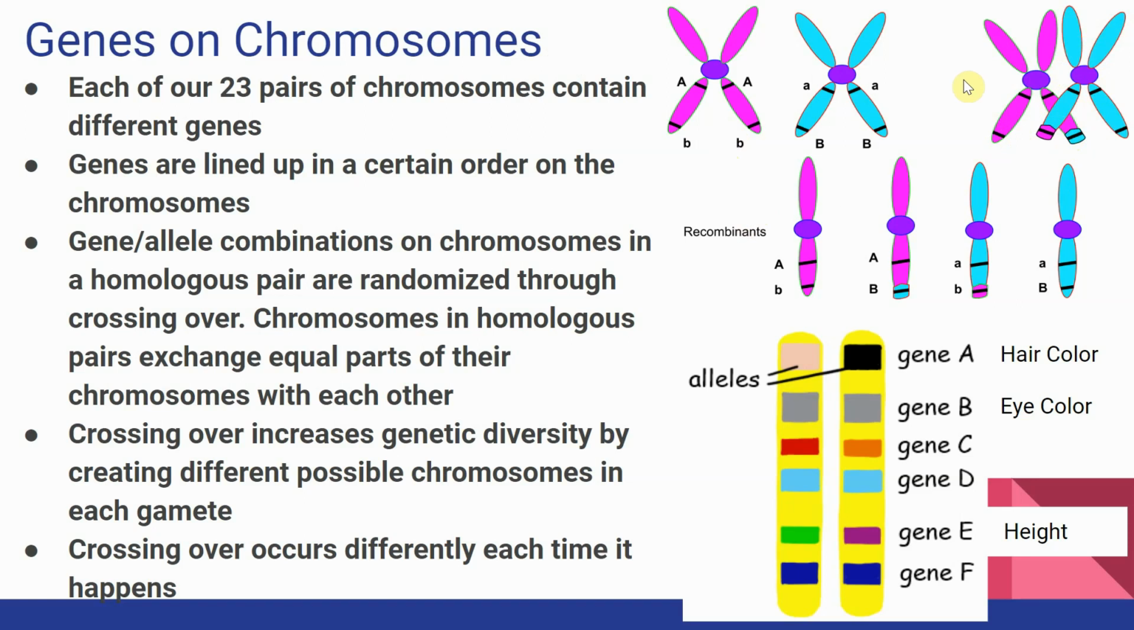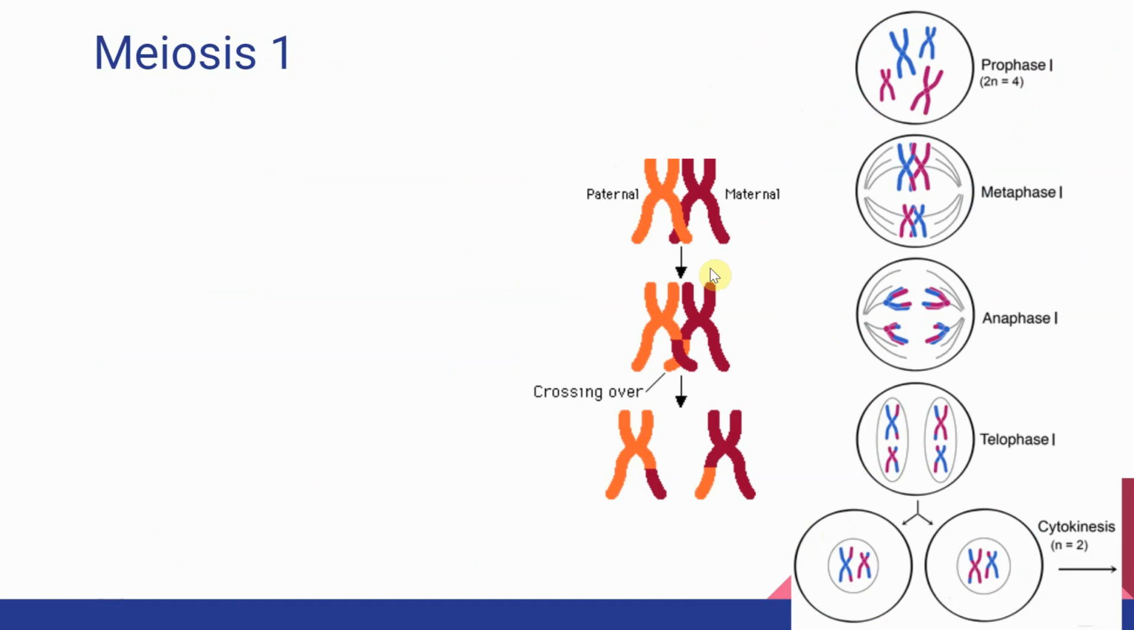Crossing over is going to happen differently each time it happens, which is only going to further increase the possible combinations of chromosomes that we can make through the process of crossing over and through the process of meiosis. This is going to make a little bit more sense once we talk through the stages of meiosis, but keep this process of crossing over in mind. We are increasing genetic diversity by doing crossing over.